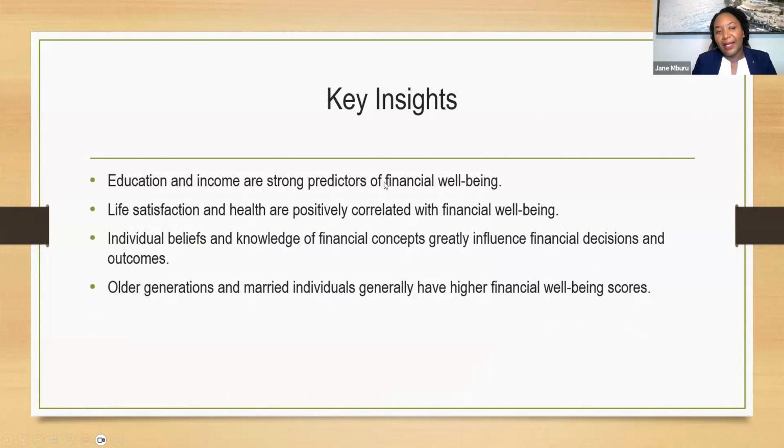Throughout my analysis of the data, I did come up with some key insights, and these include that features such as education and income seem to be strong predictors of financial well-being. Life satisfaction and also health are positively correlated with financial well-being. Individuals' beliefs and knowledge greatly influence financial decisions and outcomes. Again, older generations appear to have higher financial well-being scores.